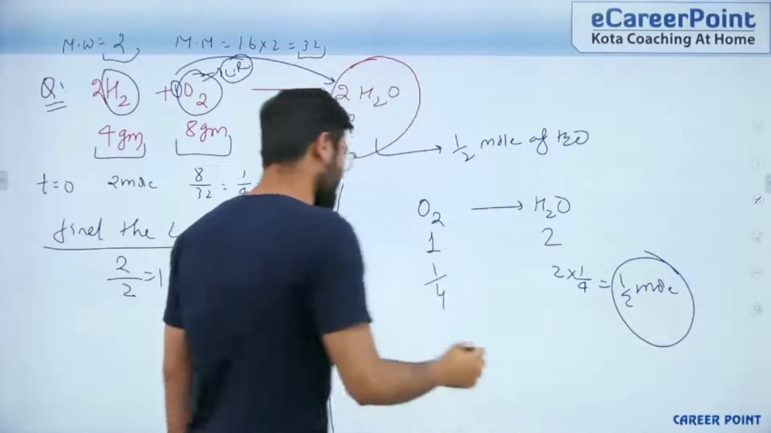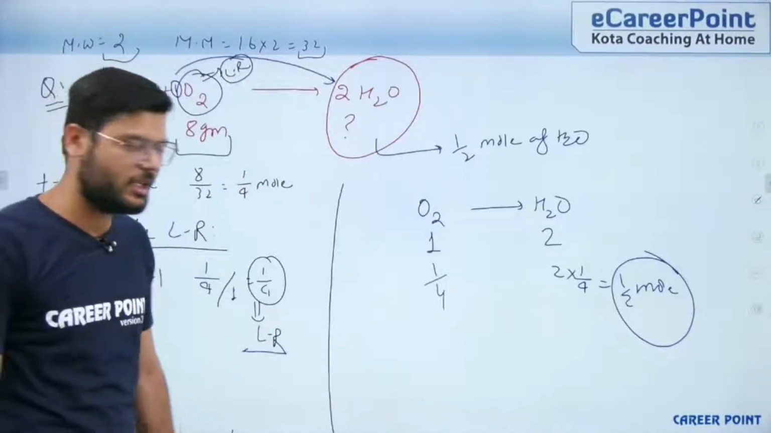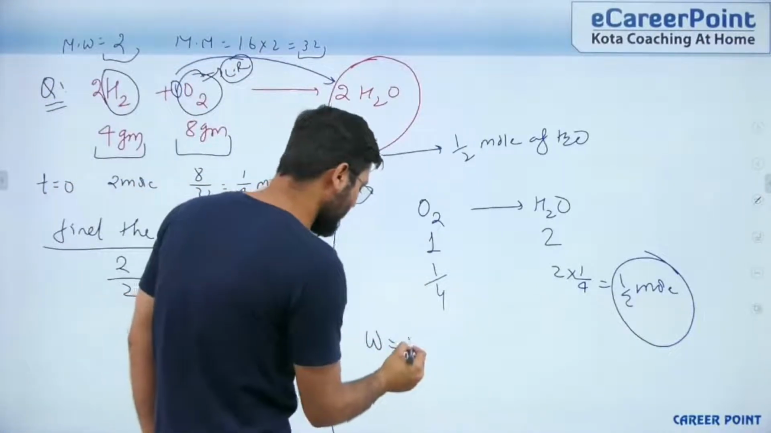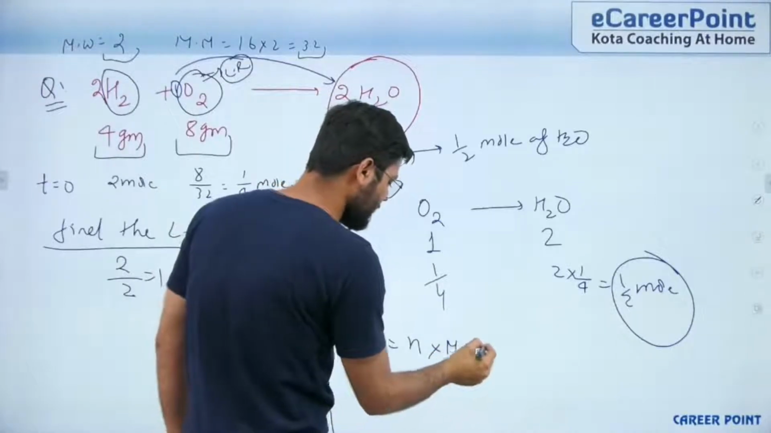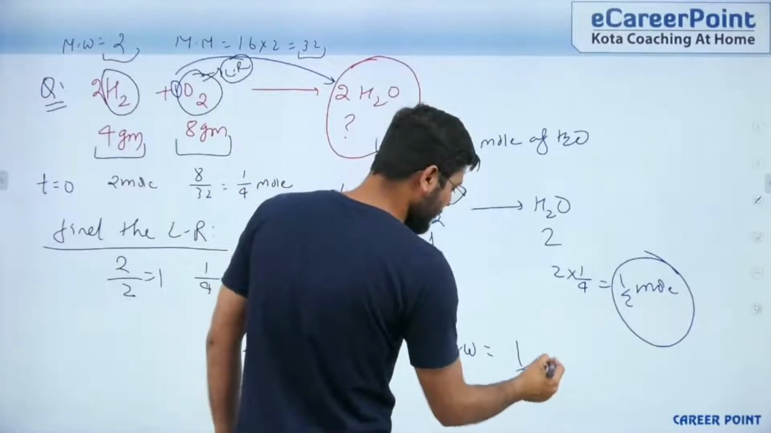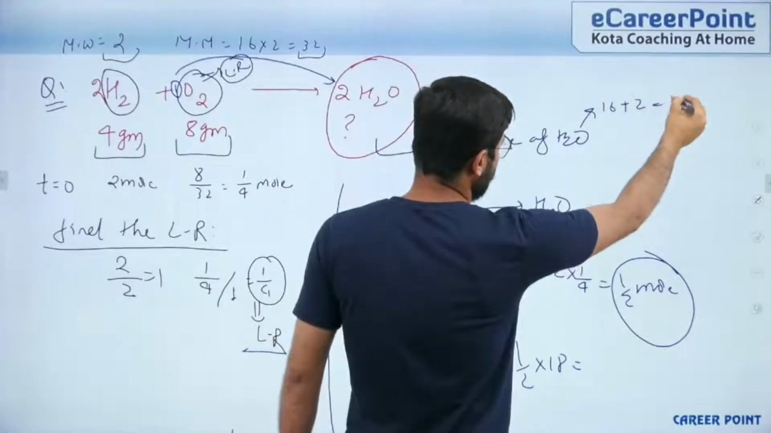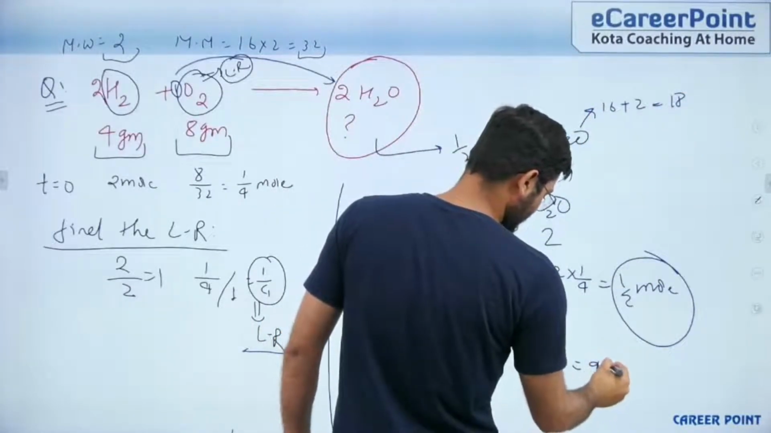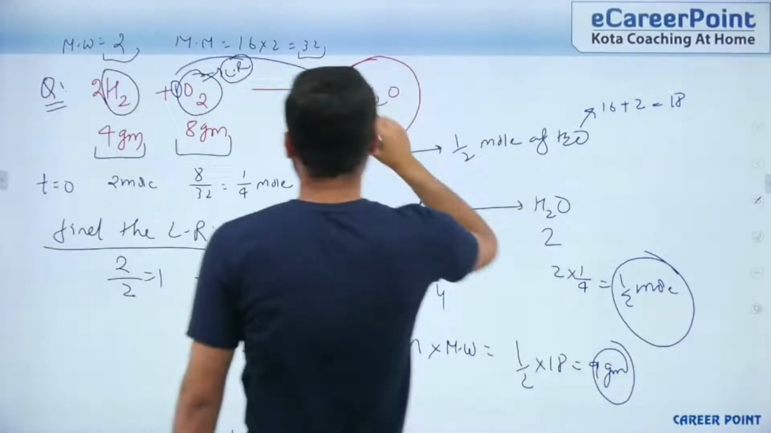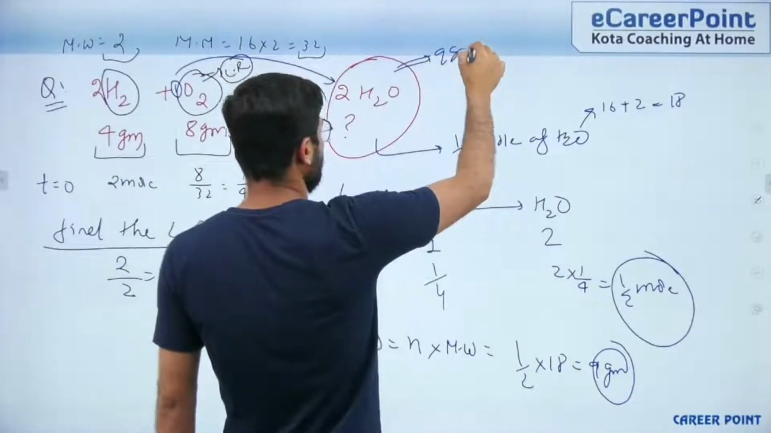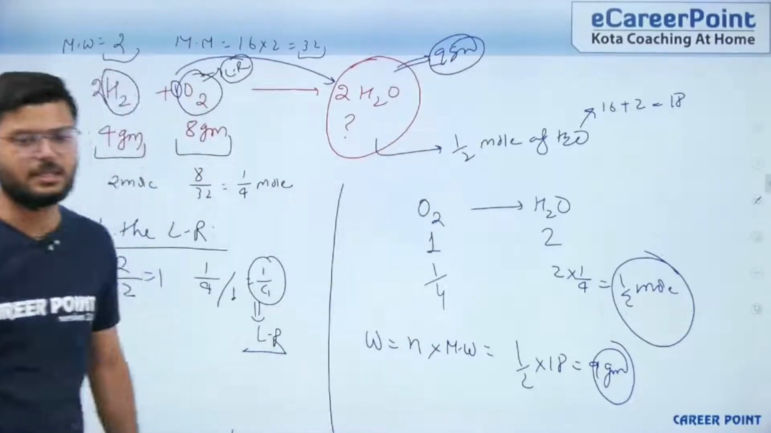If I want to convert into the weight, how will I convert? So weight equal to number of moles into molecular weight. Number of moles is half, molar mass is 18, you must know 16 plus 2 is 18, which is equal to 9 gram. So how much gram of water will be formed? 9 gram. Very easy. You can do it.